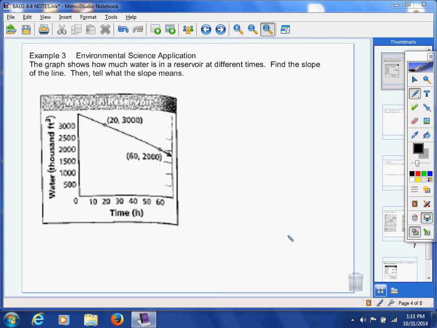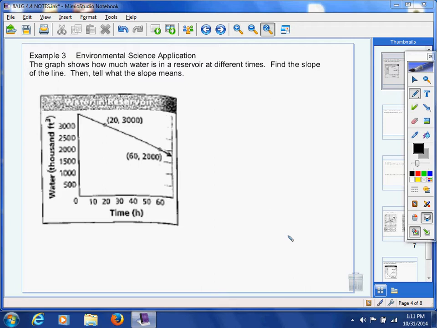We're still in section 4.4. We're doing example 3 today, and in this particular example, it's an application problem. We're going to do an environmental science application. Now, the graph shows you how much water is in a reservoir at different times. We are to find the slope of the line and then tell what the slope means.